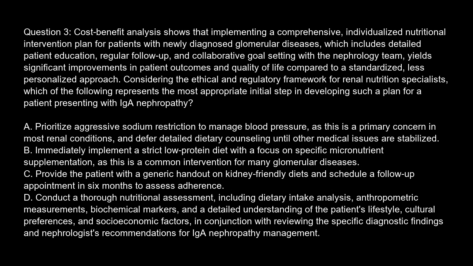Option A. Prioritize aggressive sodium restriction to manage blood pressure, as this is a primary concern in most renal conditions, and defer detailed dietary counseling until other medical issues are stabilized. Option B. Immediately implement a strict low-protein diet with a focus on specific micronutrient supplementation, as this is a common intervention for many glomerular diseases.